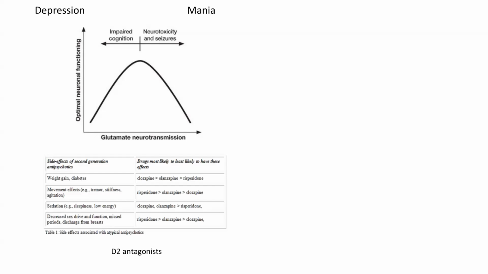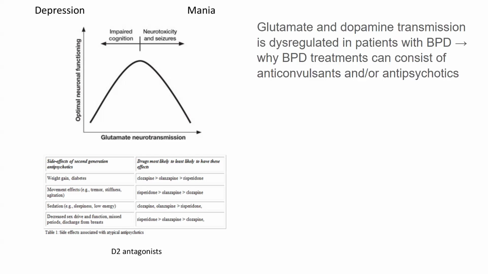And the same idea goes with dopamine. We have dopamine dysregulation as well. So we need to use antipsychotics to block the increase of dopamine signaling that we see in mania patients. I just have it highlighted here in bullet points so you can understand.